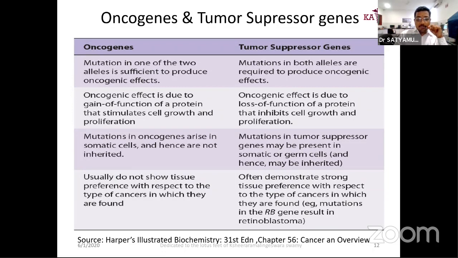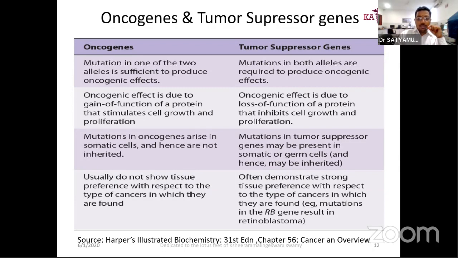So tumor suppressor genes are more important than oncogenes. And usually oncogenes do not show any tissue preference, but tumor suppressor genes show a tissue preference. Like you hear about the retinoblastoma gene, mostly specific to the retina. Okay, so these tumor suppressor genes are most commonly tissue specific, and oncogenes are not tissue specific.